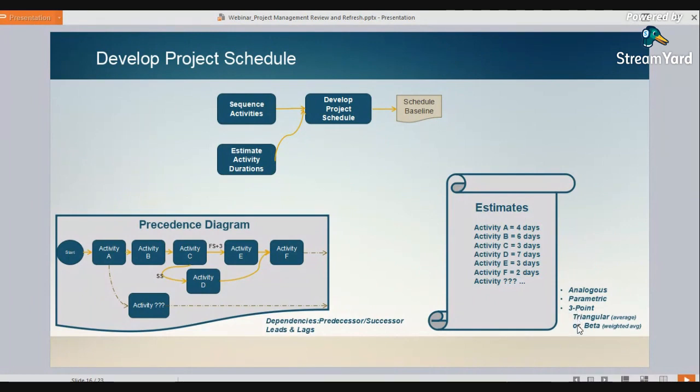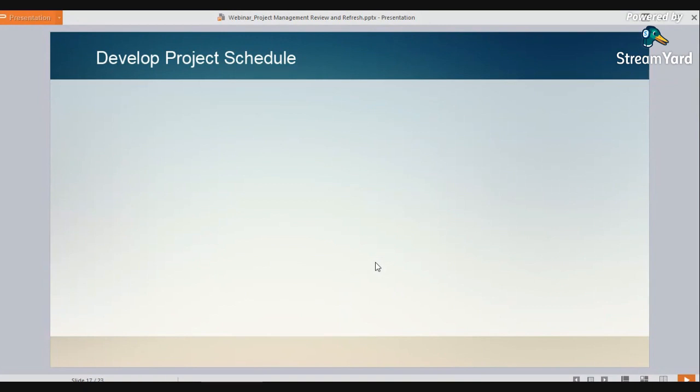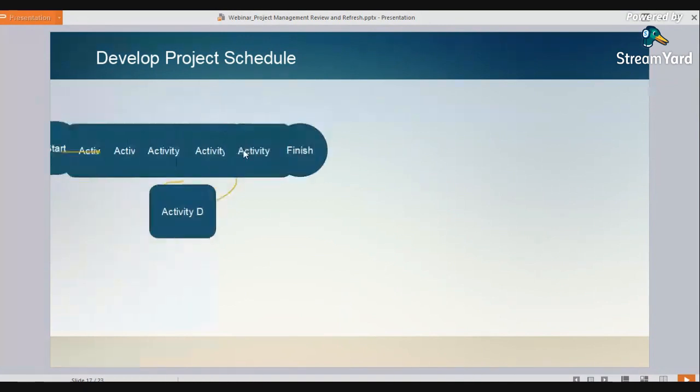And we have 3-point estimating, in triangular or beta, which works on a combination of 3 different estimates: the optimistic, the pessimistic, and the most likely. And we could either do a straight average or a weighted average to determine those. These are our estimates for these particular activities, and we're going to put them together with our precedence diagram to come up with a schedule. That's how we produce a project schedule.